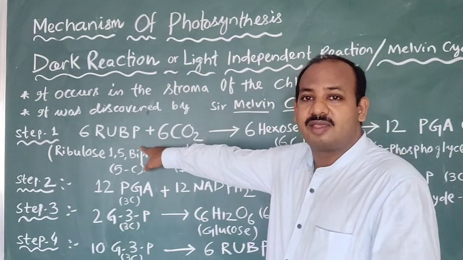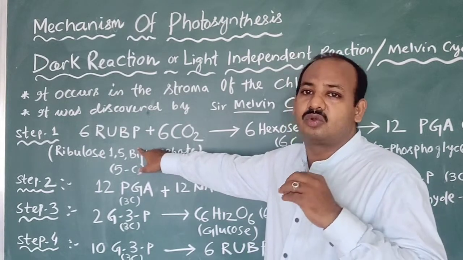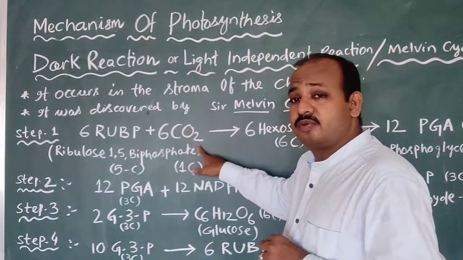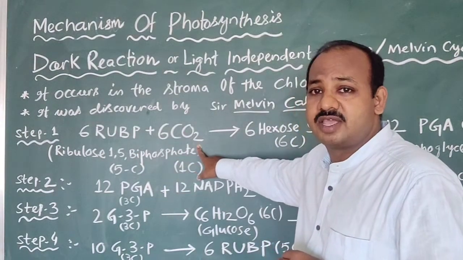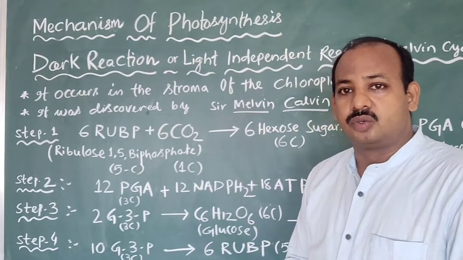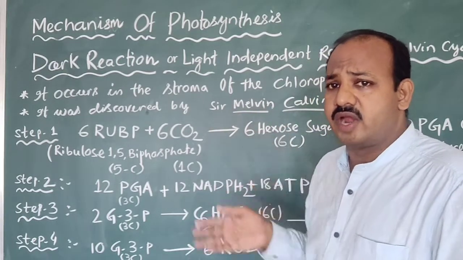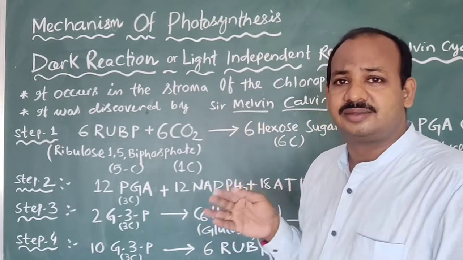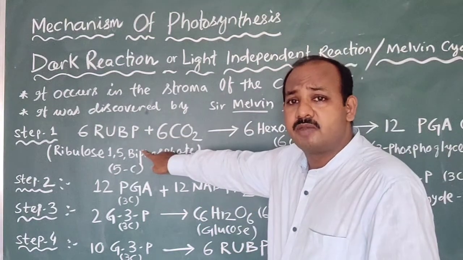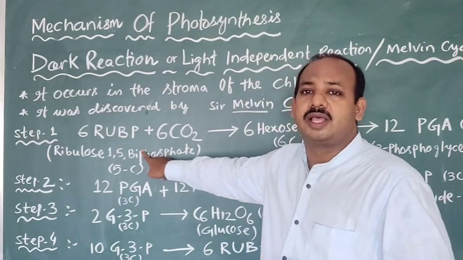That means 6 molecules of ribulose 1,5 biphosphate are utilized. They are already present in the stroma of the chloroplast, already produced there. And they are now used to trap or fix 6 molecules of carbon dioxide, and glucose and starch are produced. To continue this process continuously, if the sugar or the carbohydrates have to be synthesized continuously, once again the ribulose 1,5 biphosphate should be available in the stroma of the chloroplast.